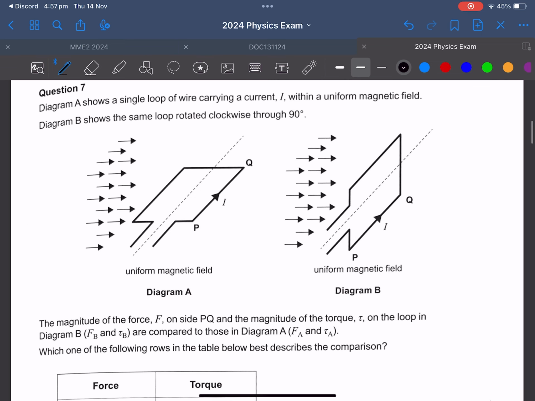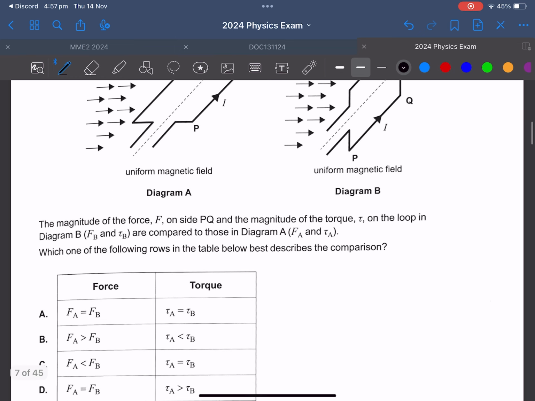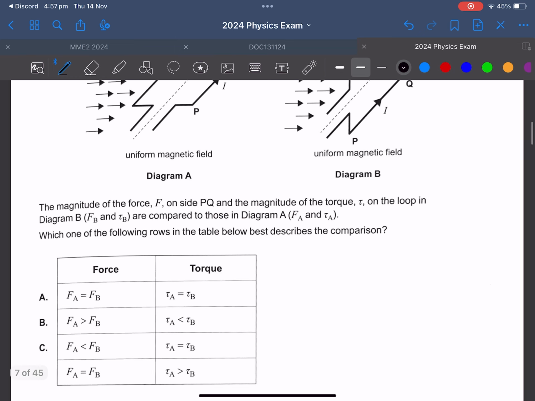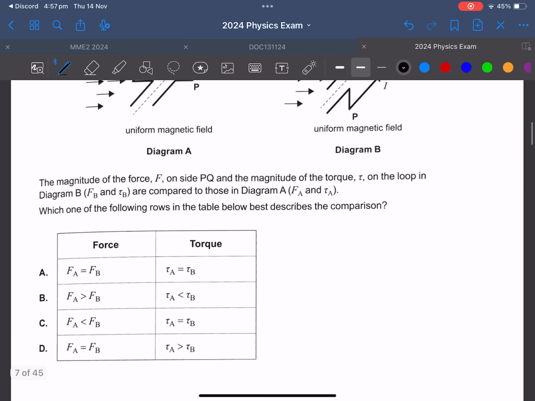So diagram A shows a single loop of a wire carrying a current I within a uniform magnetic field. Diagram B shows the same loop rotated clockwise through 90 degrees. Okay. The magnitude of the force F on side PQ and the magnitude of the torque on the loop in diagram B are compared to those in diagram A. Which one of the following rows in the table below best describes the comparison?